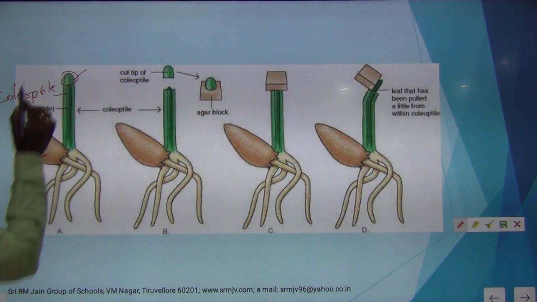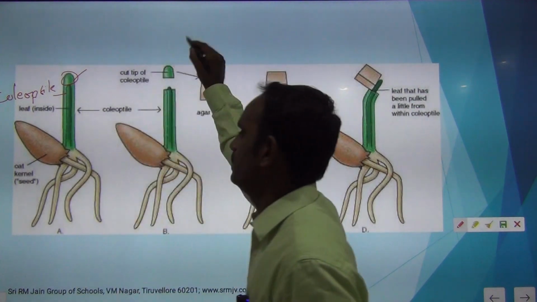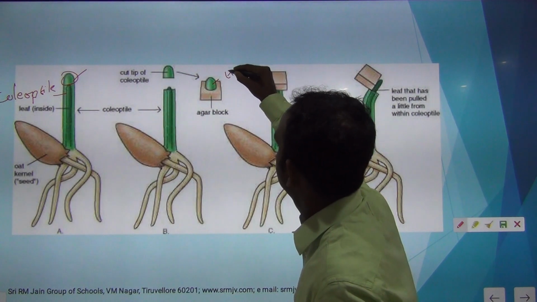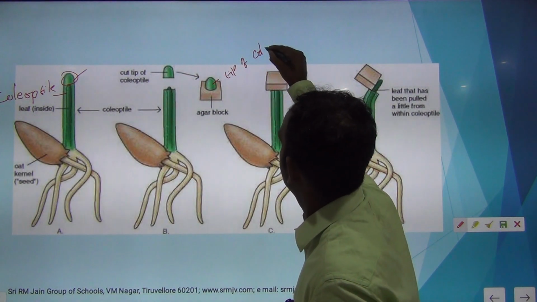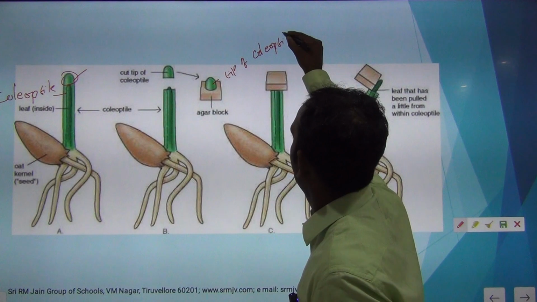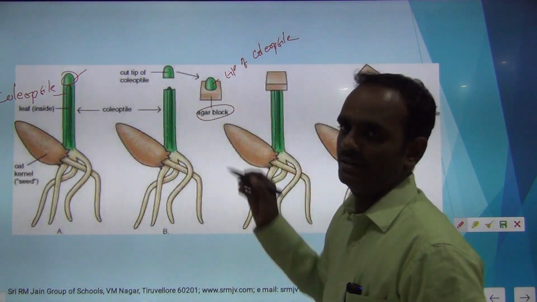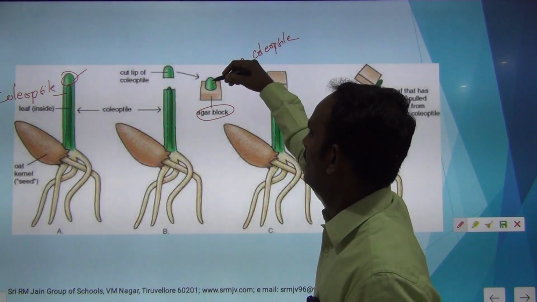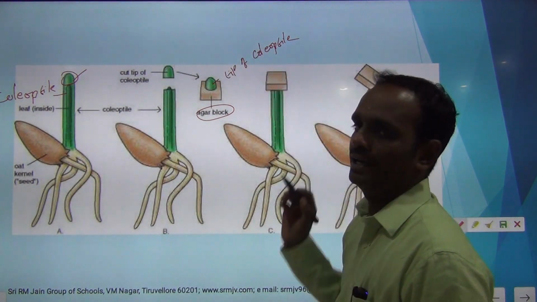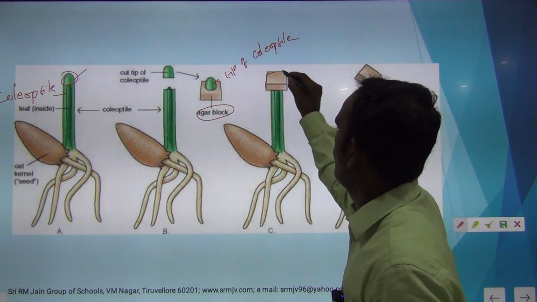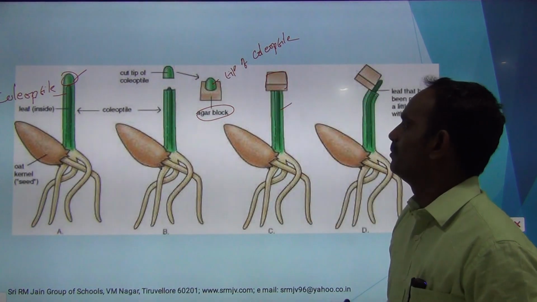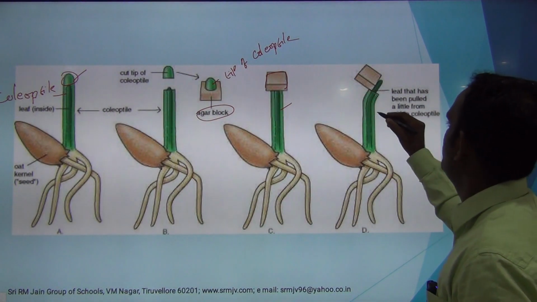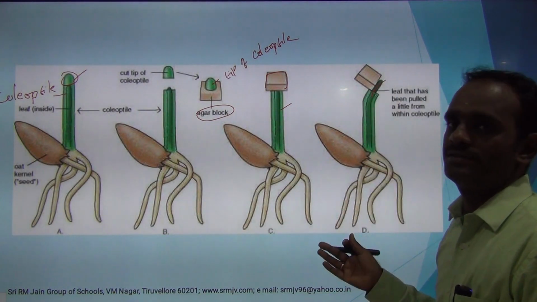Once he cut the coleoptile, the cut tip of the coleoptile is removed and he placed this tip of coleoptile on the agar block. After an hour, he removed the tip of the coleoptile and placed the agar block on the germinating plant. Now the leaf that has been bent shows some response.